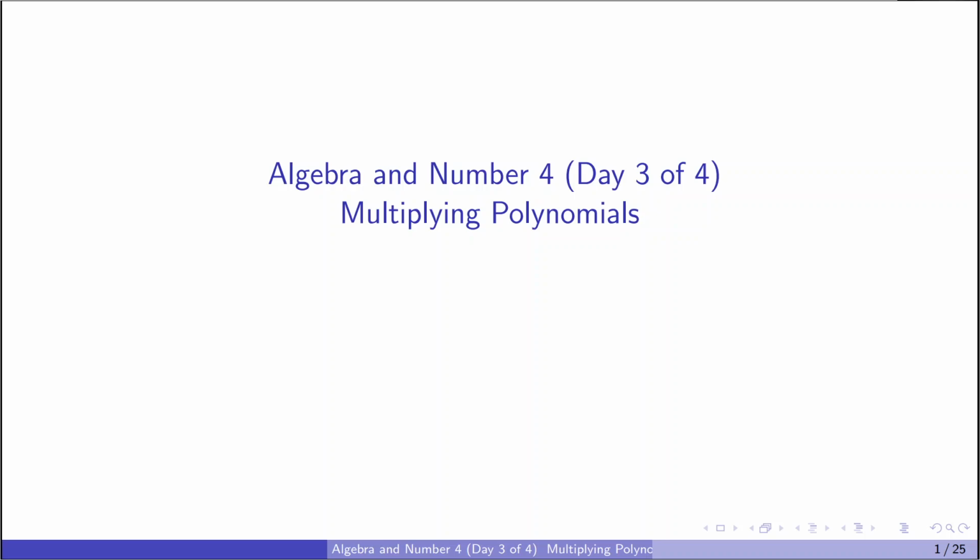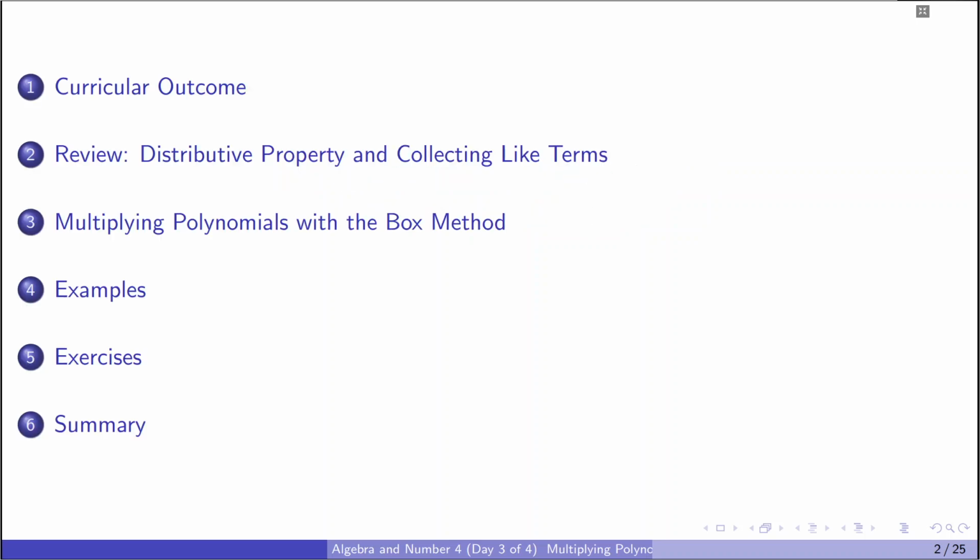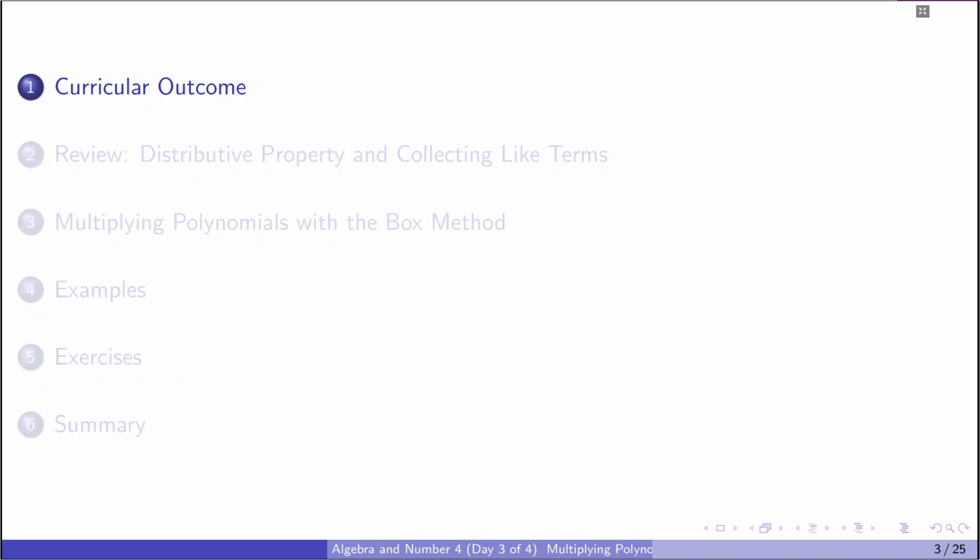Welcome to part 3 of 4, looking at our province's algebra and number 4 outcome for grade 10 math. We're focused on multiplying polynomials. We're going to look at our curricular outcome, review the distributive property and collecting like terms, and then we're going to look at multiplying polynomials with the box method. This is a method that makes missing terms a little harder to do. Then we'll get into examples and exercises.